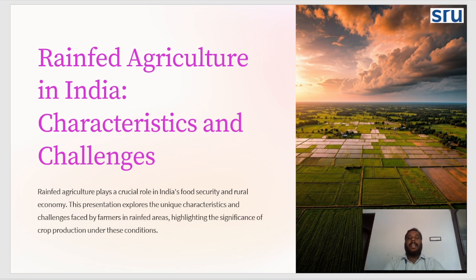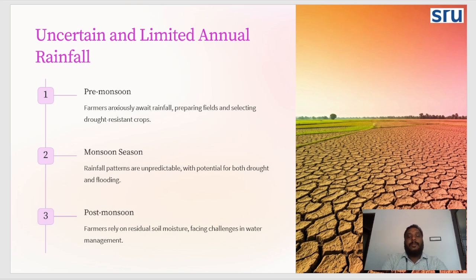Rain-fed agriculture plays a crucial role in India's food security and rural economy. This presentation explores the unique characteristics and challenges faced by farmers in rain-fed areas, highlighting the significance of crop production under these conditions. If we go deeper into the topic, we can see the characteristics one by one in the upcoming slides. Let's go into the first characteristic, the uncertain and limited annual rainfall.